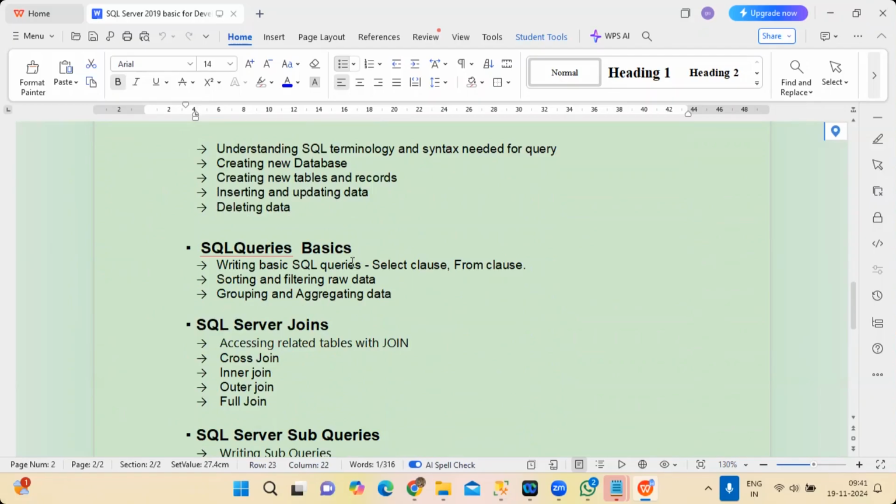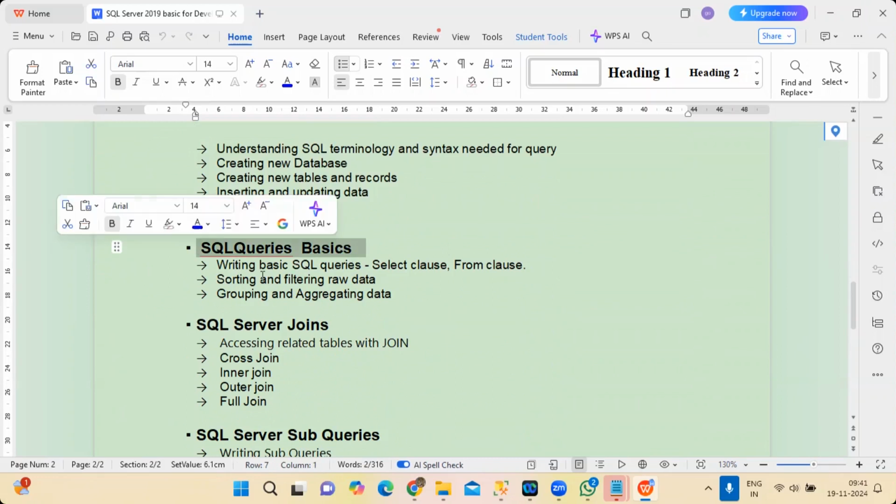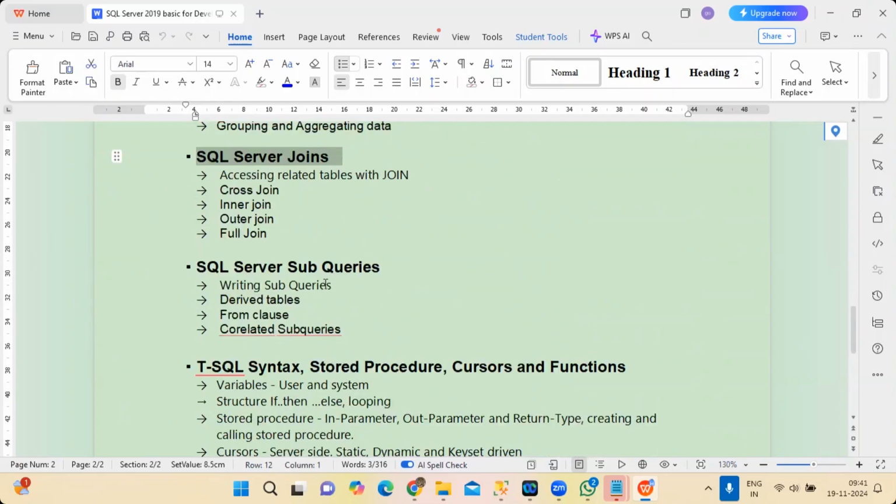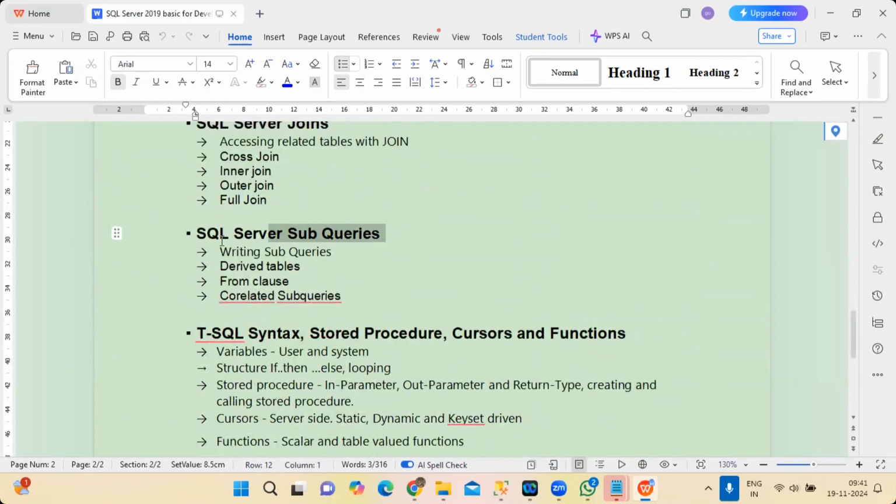And retrieving the data, we will have SQL basics. So we will see how to write query and what are the different clauses, how to get the data in the raw form, how to make modifications and get data in aggregate form, etc. Then we will look at how to get data from more than one table using SQL joins. Then we will be looking at how to use subqueries, queries within a query.